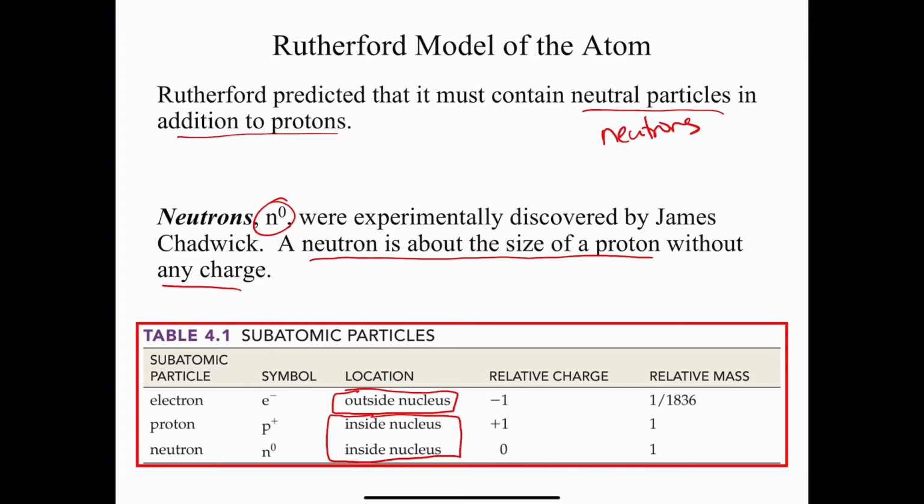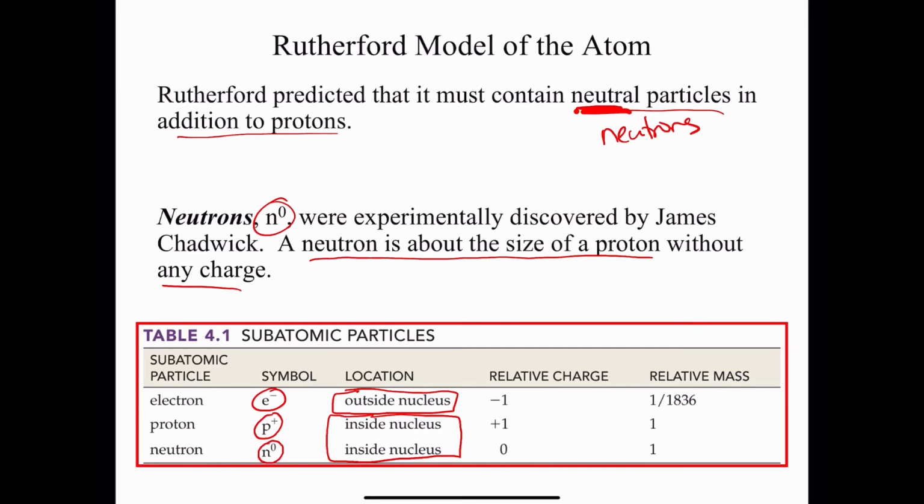The electron is negatively charged, so that's why it has a little negative sign. And then the proton is positively charged, so that's why we have a little positive sign for proton. And then neutrons, being neutral, they have no charge. There's a little 0 for that one.